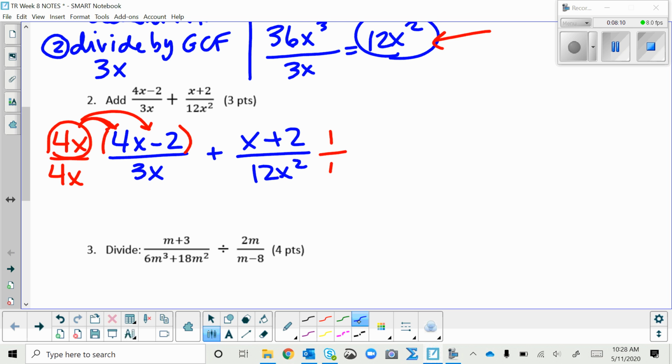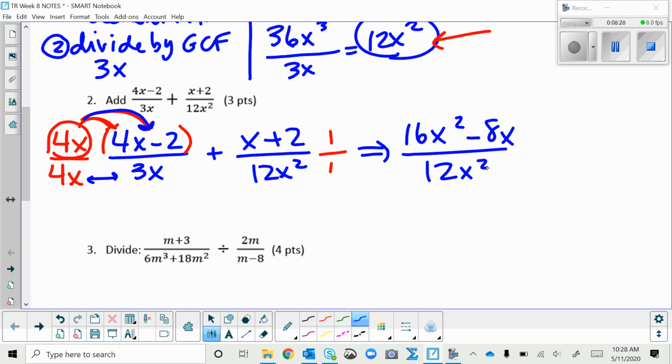Next, 4x times 4x is 16x squared. And then 4x times the negative 2 is negative 8x. And on the bottom you have 4x times 3x, which is 12x squared. And then on the second fraction, it's still x plus 2 over 12x squared. Now that the denominators are the same, you add across the top and bottom.